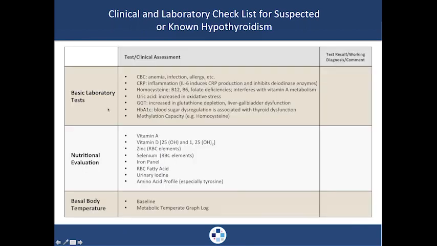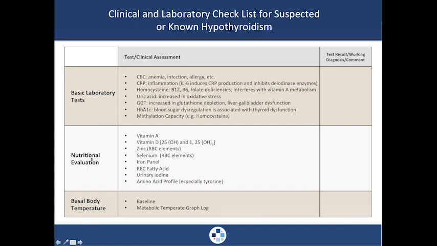Some of the basic testing, you definitely want to do a CBC. Check out for anemia, check out for infection, check out for allergy. Look at C-reactive protein. Right? You want to check inflammation. Homocysteine, I already talked about that. If uric acid is up, by the way, that's another sign of oxidative stress. GGT I talked about, because that means an increased demand for glutathione. Remember, oxidative stress, you want to get your patient out of oxidative stress. Also, sugar regulation, do the hemoglobin A1C.